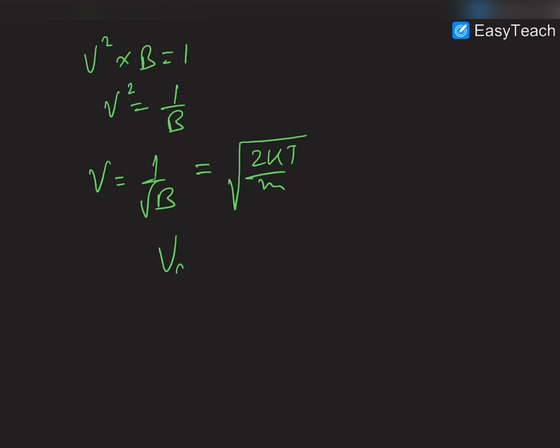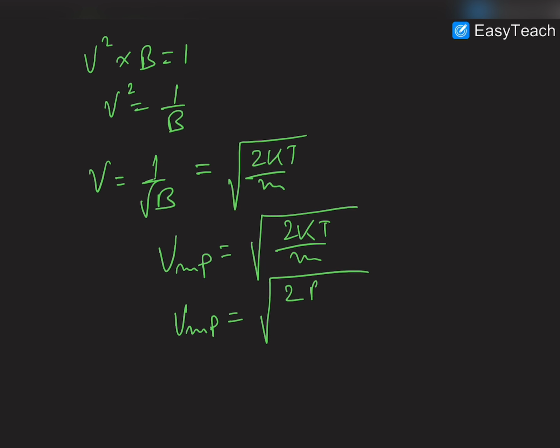So this is the most probable speed, which is under root 2kT by m, and we can also write it down as under root 2RT by capital M. Okay, so this was the most probable speed.